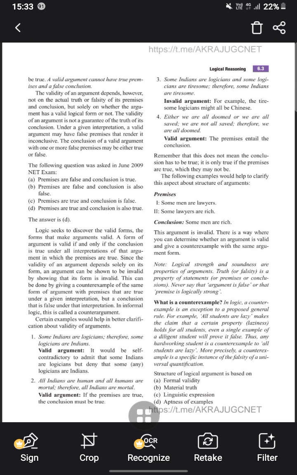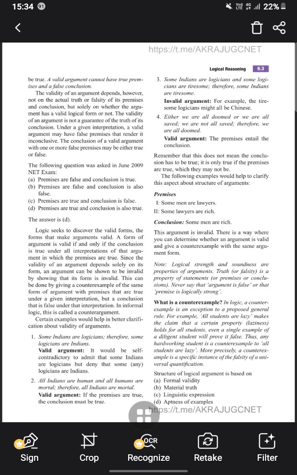So the following examples are there. Okay, the premises are true and the conclusion is also true. The conclusion of a valid argument with one or more false premises may be either true or false. Logic seeks to discover the valid form, the form that makes an argument valid. A form of argument is valid if and only if the conclusion is true under all interpretations of the argument in which the premises are true. Okay, since the validity of the argument depends solely on its form, an argument can be shown to be invalid by showing that its form is invalid.